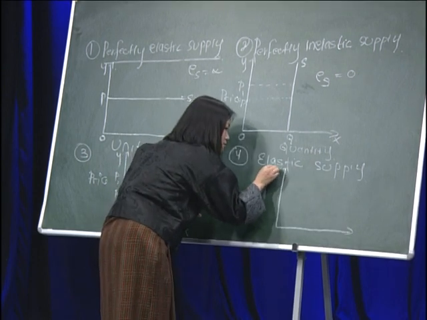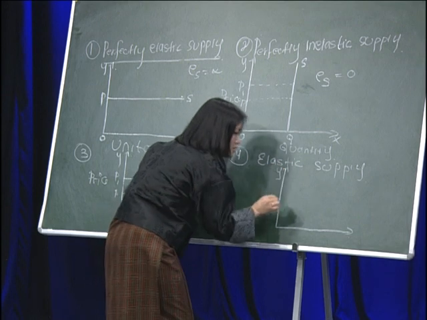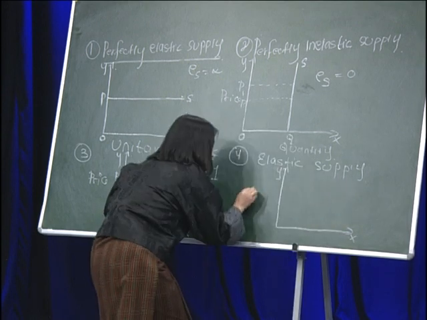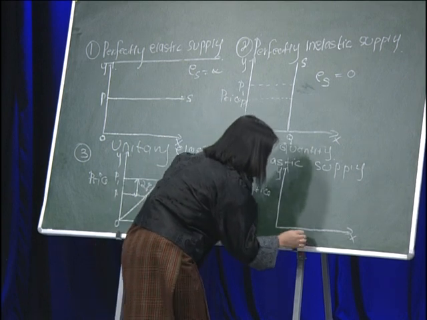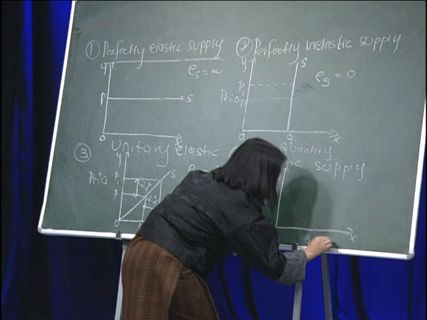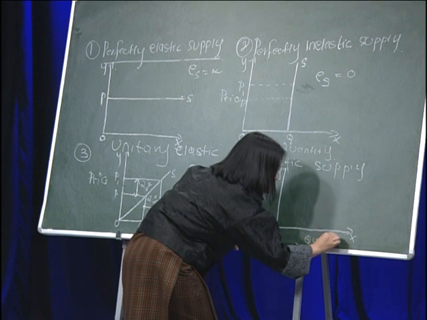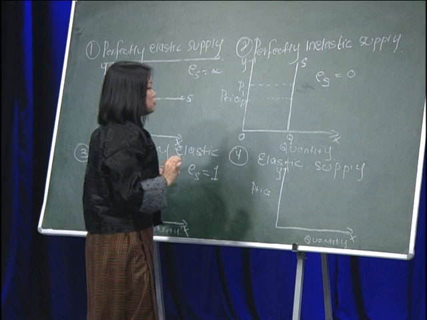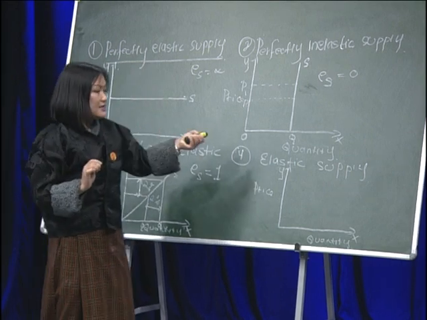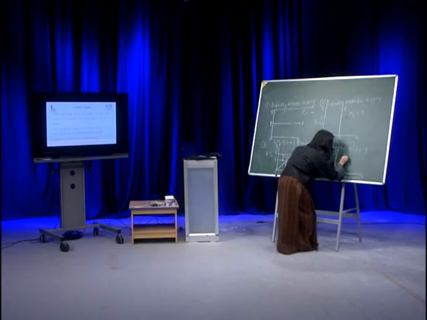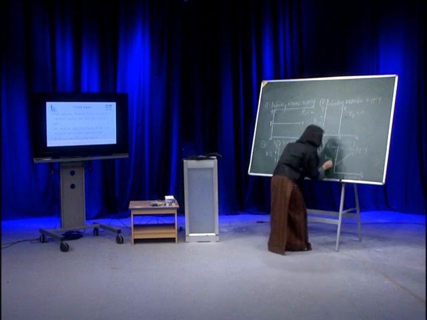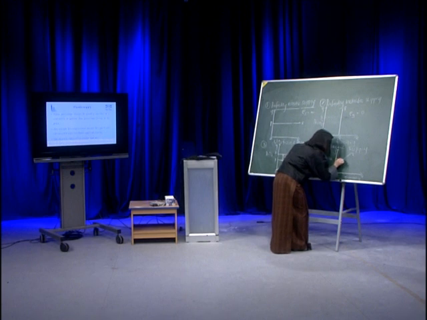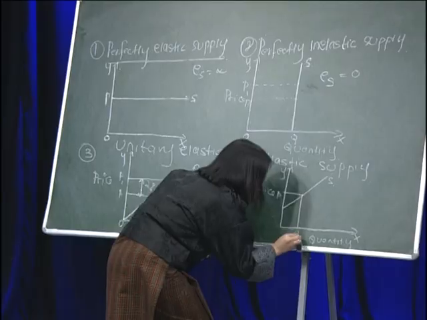So we have y, x here, then price on y-axis, quantity on x-axis. Okay, so now we are going to look at a situation where we have elastic supply. So this is the supply curve. So now, let's say that this is price P, then this is quantity Q.